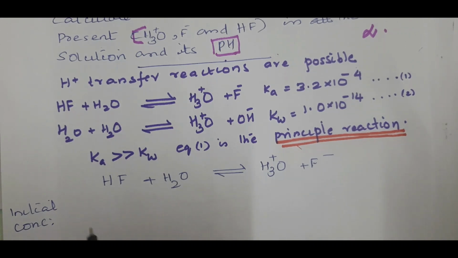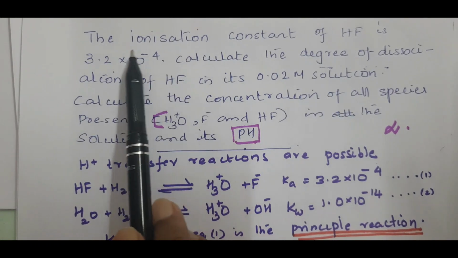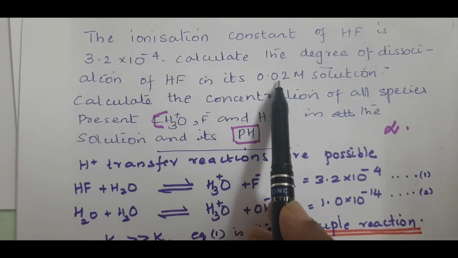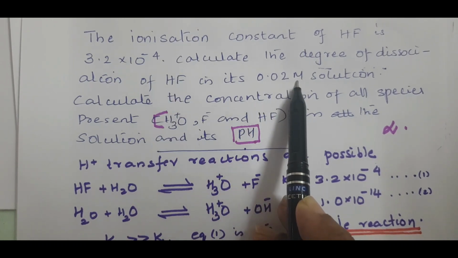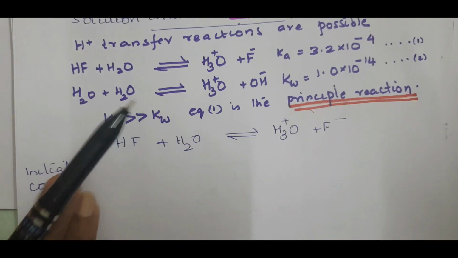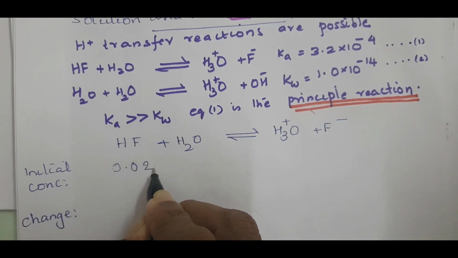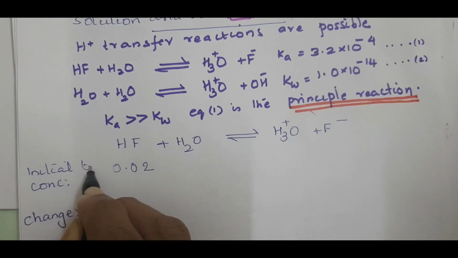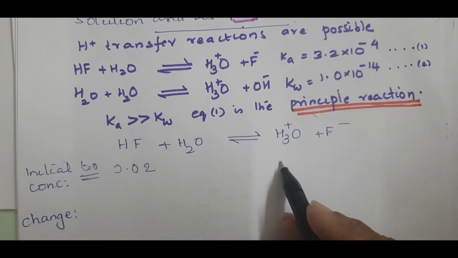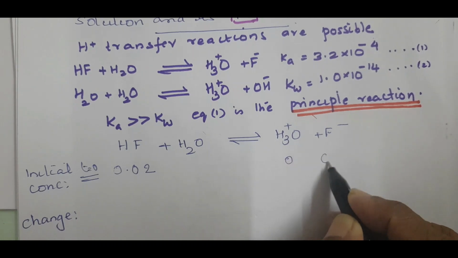Now the concentration is given, how much? The concentration of HF is 3.2 into 10, the degree of dissociation is 0.02. Okay, so the initial concentration is 0.02. Correct? So that is when time t is equal to 0, that is, the reaction is going to start. There is no product here. Water you take as constant, water is always taken as constant. So here you will get 0 and 0.